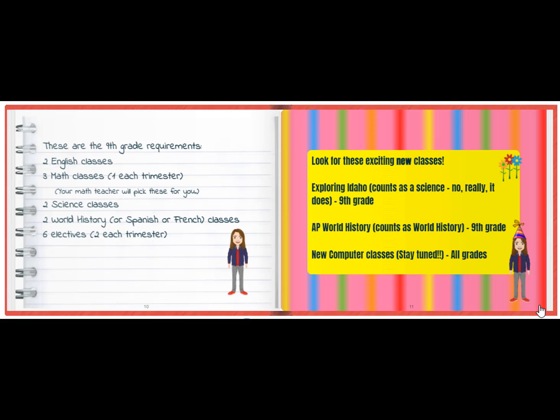These are the 9th grade requirements. 2 English classes, 3 math classes, 1 each trimester. Again, your math teacher will pick these for you. 2 science classes, 2 world history or Spanish or French classes, and 6 electives, 2 each trimester. Whoa!